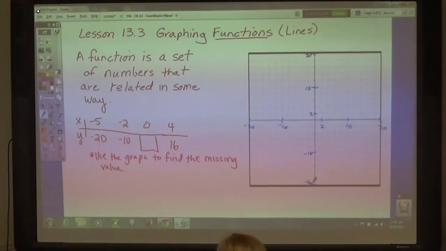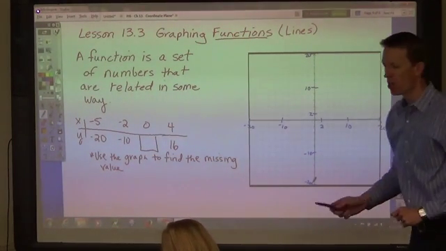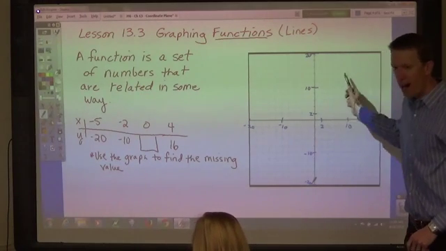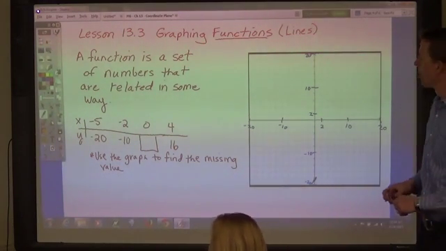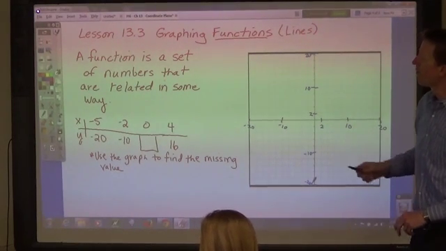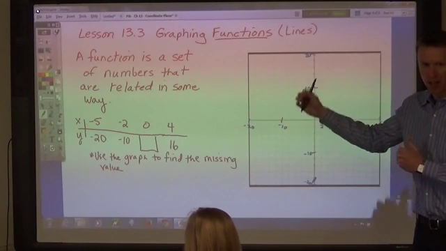All right, sixth graders, we're going to go through lesson 13.3 together. We have been doing a chapter on functions, which are lines on a graph and points on a graph, and we've been learning about the coordinate plane. Today we're going to talk about graphing functions, meaning graphing a line on a graph.